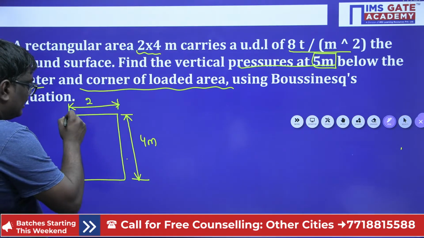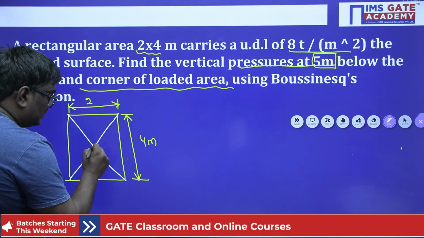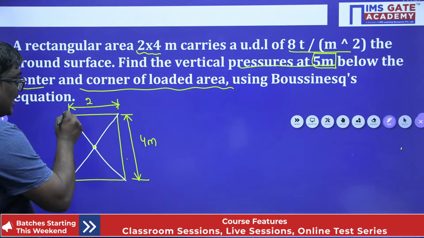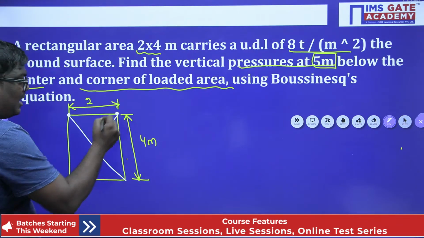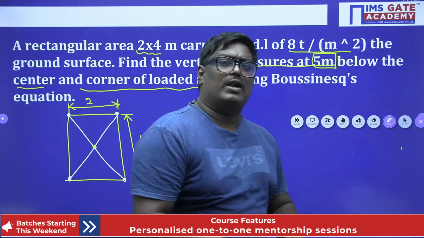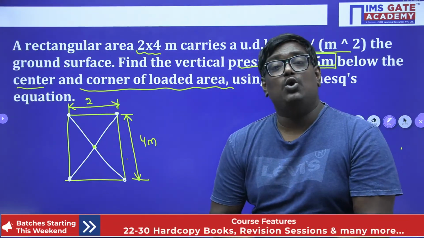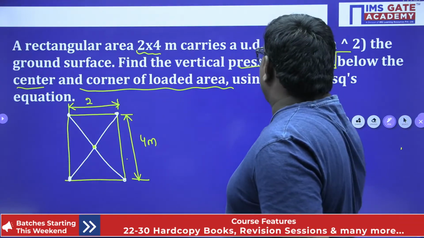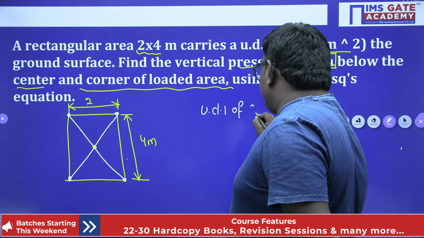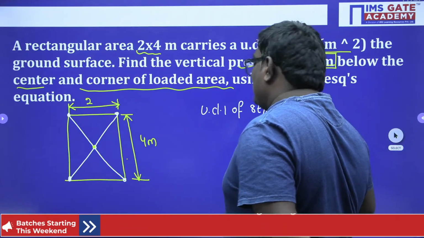So here he is trying to ask the vertical stress at the center, and also he is trying to ask the vertical stress at the corners. So I told you, my dear students, one of the important points is Boussinesq's theory has assumed that the load is a point load. Here it carries a UDL of how much? UDL of 8 ton per meter square, my dear students.